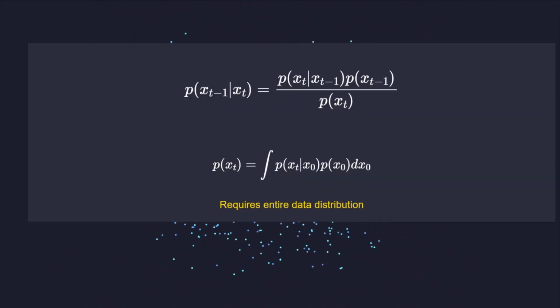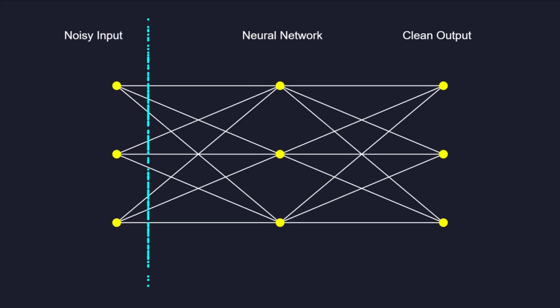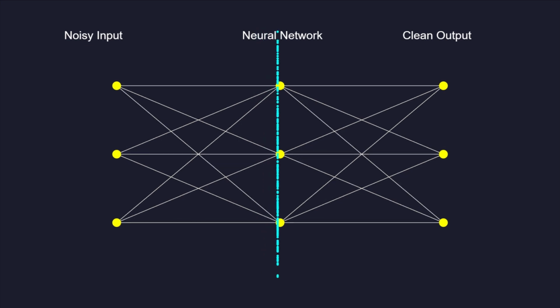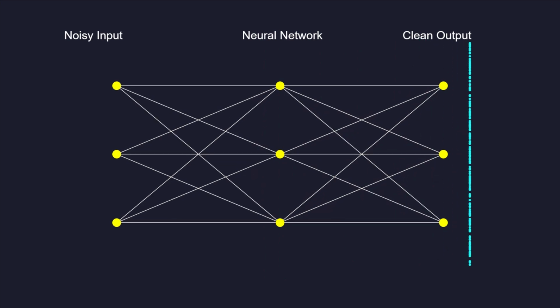To generate an image, we must reverse this process. However, calculating the exact reverse transition probability is intractable because it requires knowledge of the entire data distribution. We use a neural network to estimate the reverse transitions. The model learns to predict the noise added at each step, effectively acting as a learned denoising function.